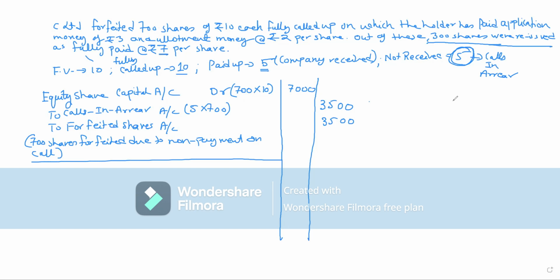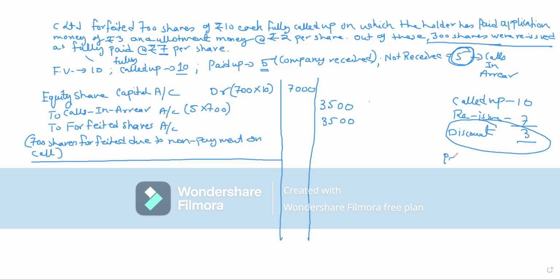That means now understand, called up was 10, and you reissued at how much? 7 rupees. So 10 is called up, 7 is reissue, so what happened to the 3? Is the 3 rupees a discount for you? That means you have reissued the shares at what?